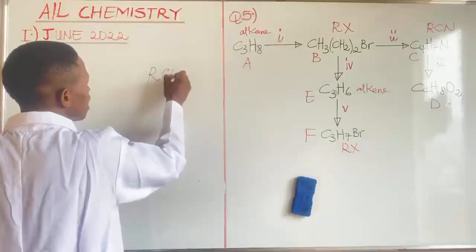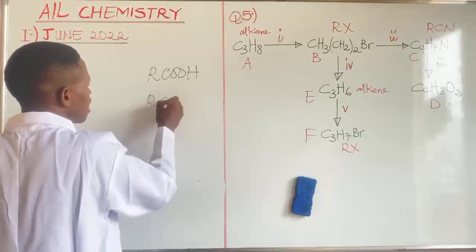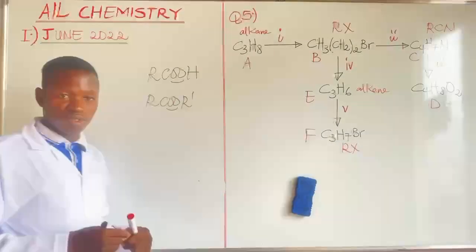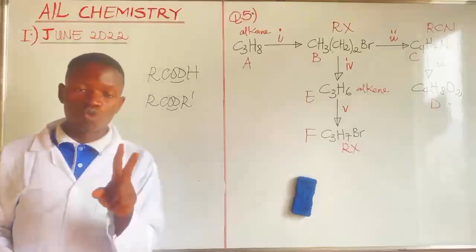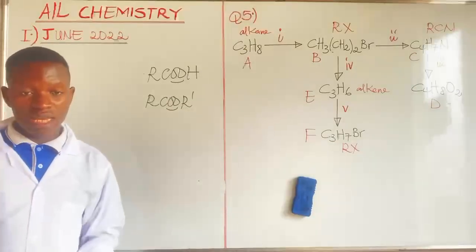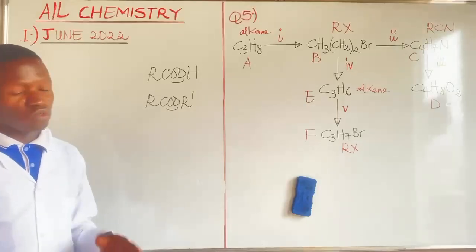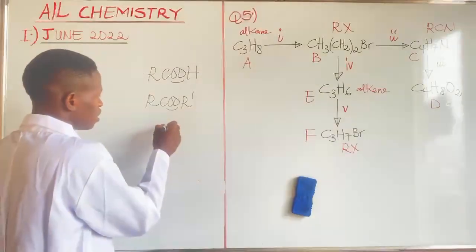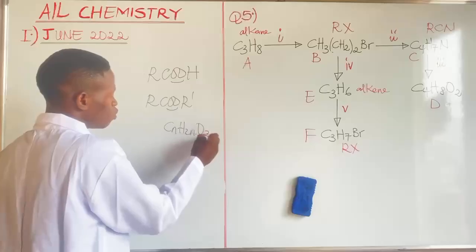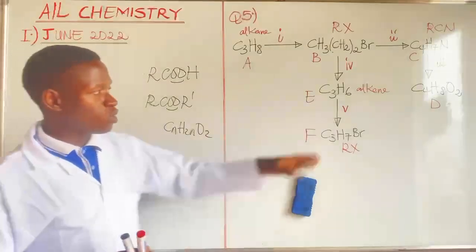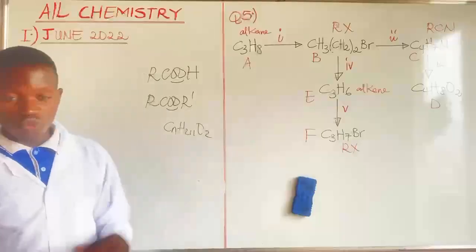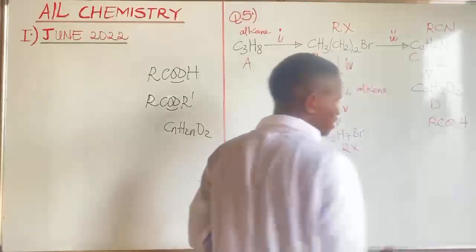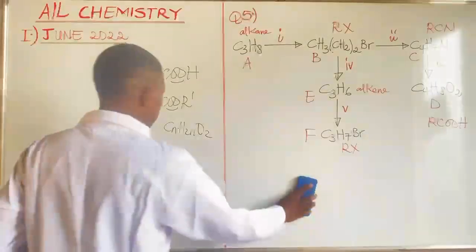Carboxylic acids are RCOOH. Esters are RCOOR'. Both of them have 2 oxygen atoms. So whenever you see a compound that has O2, think of that compound being a carboxylic acid or an ester. Those are the general cases. Carboxylic acids are written as CnH2nO2, and there clearly we have CnH2nO2. So compound D therefore is a carboxylic acid.